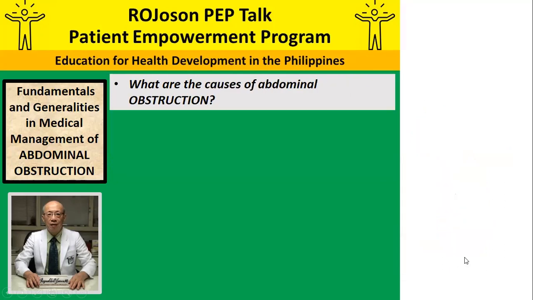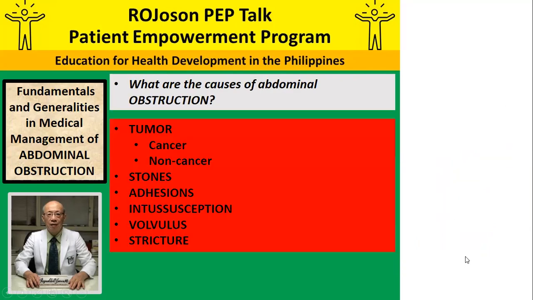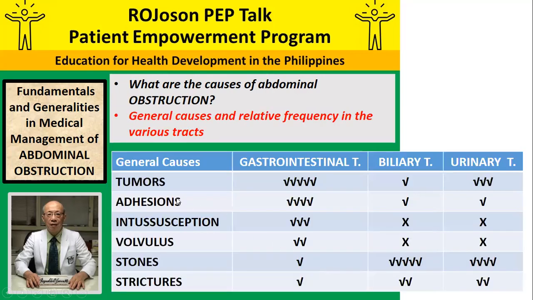Okay. So what are the causes of abdominal obstruction? Basically, the general causes are tumors, which could be cancer or not cancer, stones, adhesions, intussusceptions, volvulus, and stricture. So these are the more common causes of abdominal obstruction in general.